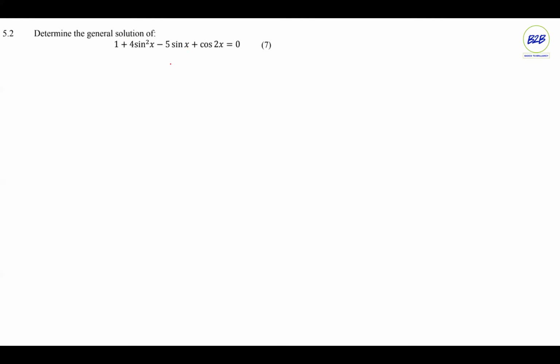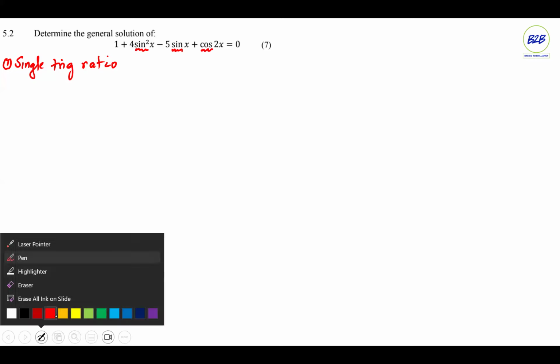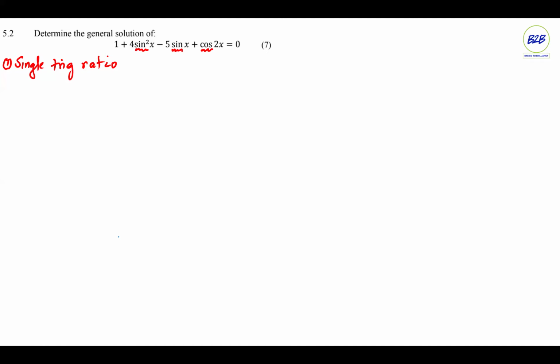What is the first step? Let us remember the first step of the 5-step method. We want to strive for a single trig ratio. As it is currently, we have sine and we have cos, and that is not right. Ideally, let us have a single trigonometric ratio. Then the question is, how do we do that?